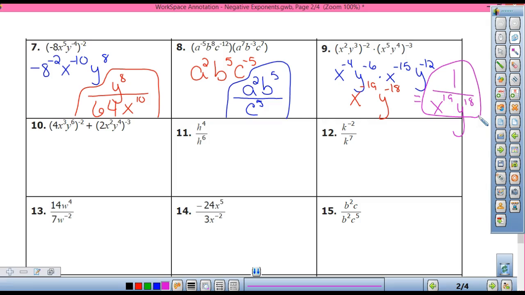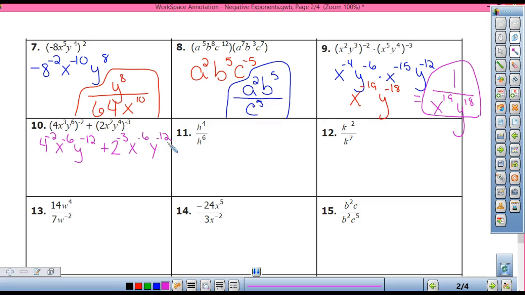All right, so let's do the left side first. I get 4 to the negative 2, x to the negative 6, y to the negative 12, plus 2 to the negative 3rd, x to the negative 6, y to the negative 12.